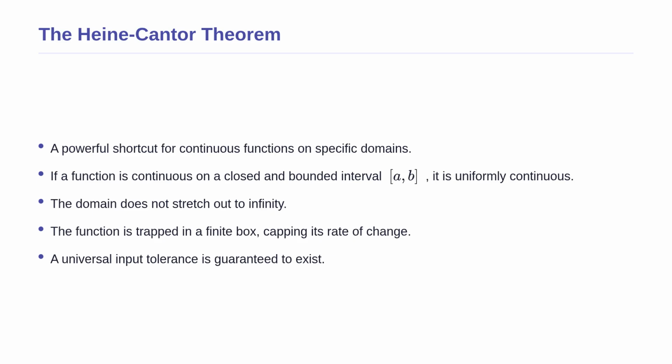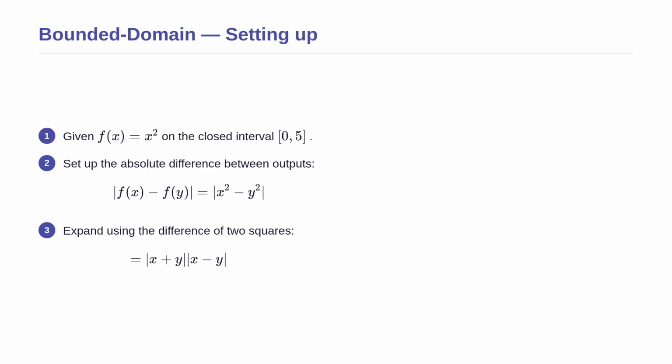Because the domain is just a finite stretch of the number line and does not go to infinity, the graph cannot become infinitely steep. The function is essentially trapped in a finite box. This means its rate of change is naturally capped, guaranteeing that a universal input tolerance will always exist without needing to calculate it globally. Let us apply the Heine-Cantor theorem to a new problem.